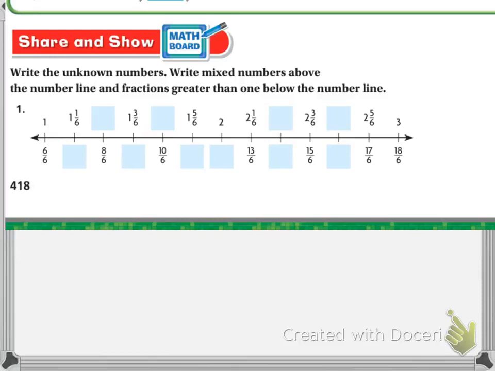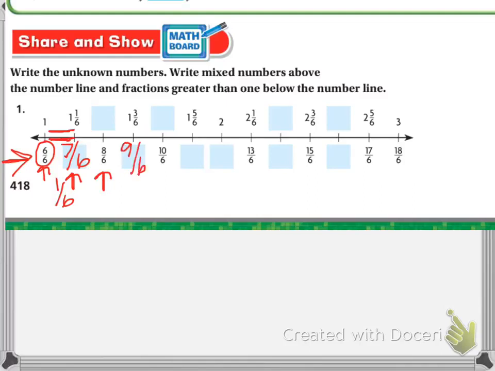We are going to fill in this number line to show mixed numbers and the fraction equivalent. Let's fill in the fraction part of the number line first. I see that I have 6/6, then a missing fraction, then 8/6. Since my number line is cut to show one part of my whole, I know that each portion is 1/6. So if this is 6/6, this must be 7/6. If this is 8/6, this must be 9/6.